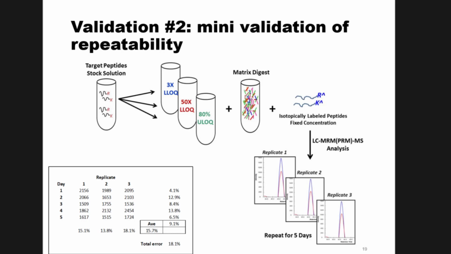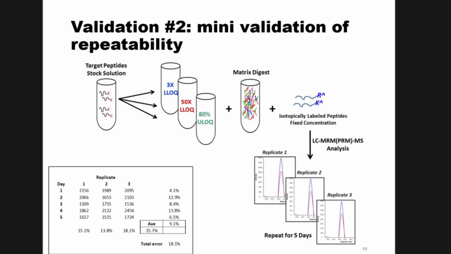So the first is the mini validation of repeatability. At least in my lab, we affectionately call this the 5x5 or potentially the 3x3, depending on how lazy we're being. The 5x5 idea is that you would take different concentrations of your analyte, like a mini calibration curve, and then you would prepare it multiple times on multiple days and measure it multiple times on multiple days. If it is a good target, it should be very reproducible. You should be getting the same signal every time, even if you're preparing it on multiple days, even if you're measuring it on multiple days.